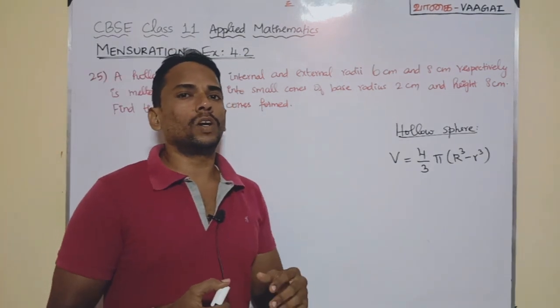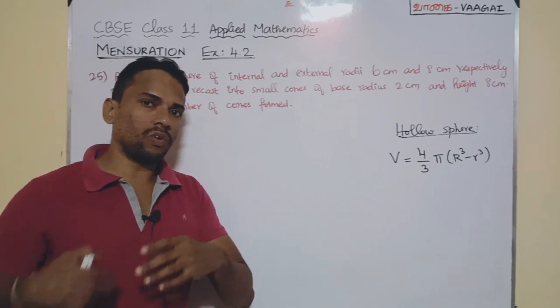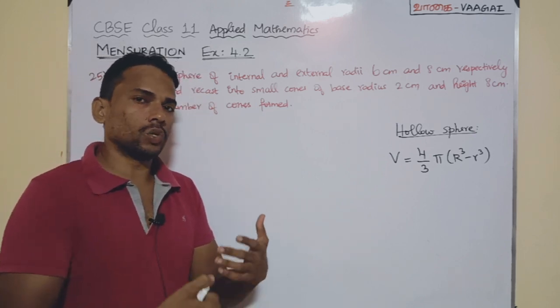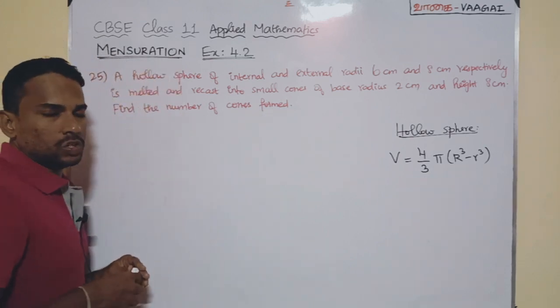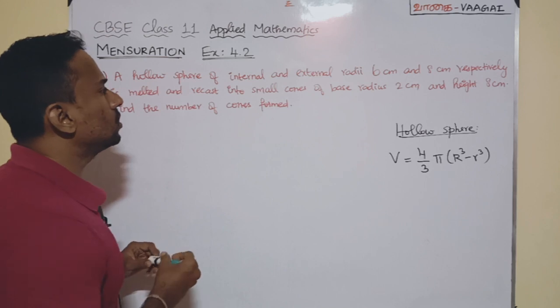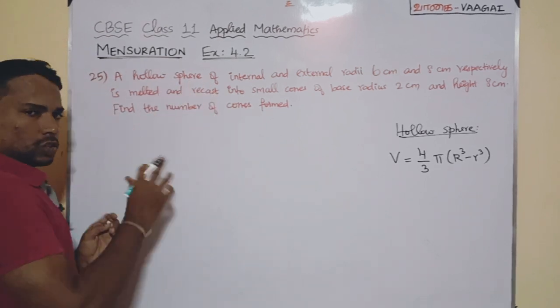So very similar to the questions that we have worked earlier. So one solid getting transformed into another solid or solids, uniform shape of solids. Okay, so that way we have this question. So the usual way we have to solve this. So here they are melting a hollow sphere. So that means the content is going to remain the same.